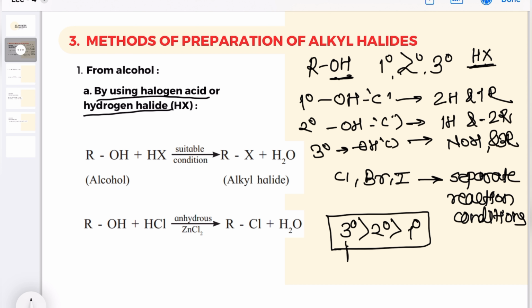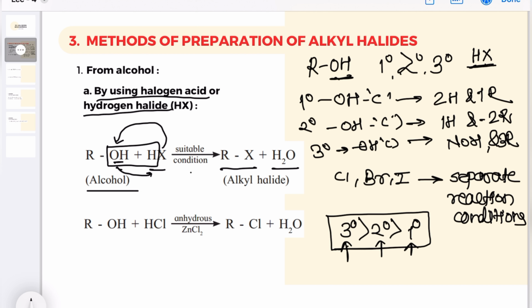That means tertiary alcohols react the most and fastest, then secondary alcohols, and then next the primary alcohols. So the very common reaction is given as: ROH, the symbol of alcohol, when treated with HX with suitable conditions gives rise to RX and water. Here there is replacement of the OH group by the halogen; the halogen replaces here and the OH goes here.